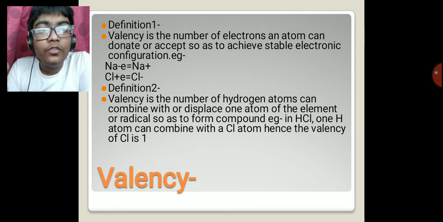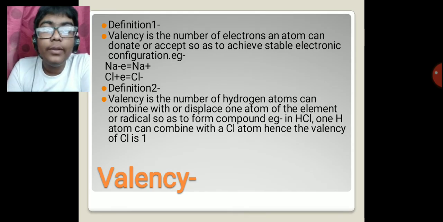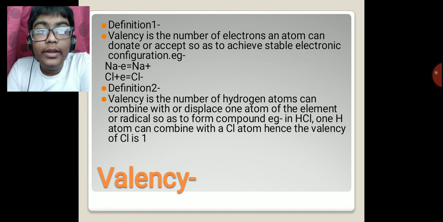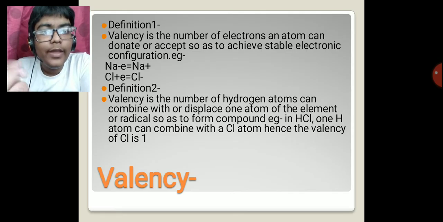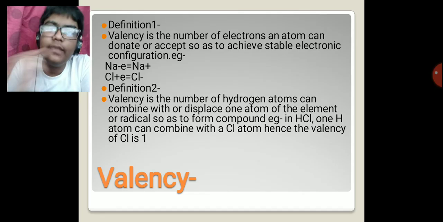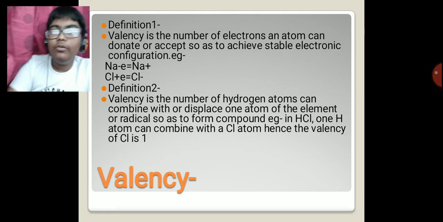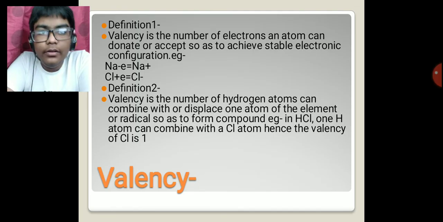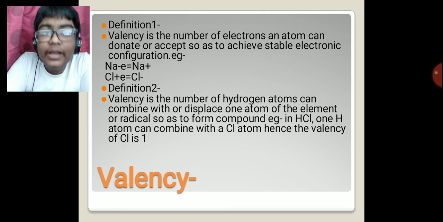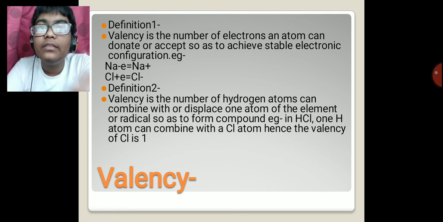That is valency. Like sodium, say if you remove one electron, it can become sodium positive ion. Then for chlorine, if you add one electron, it becomes chlorine negative. So one electron, if they remove or add, they can attain a stable electronic configuration. Then definition 2: valency is the number of hydrogen atoms which can combine with that element or displace one atom of the element or radical so as to form a compound. Like in hydrochloric acid, one hydrogen can combine with one Cl atom. Therefore, the Cl valency is 1.